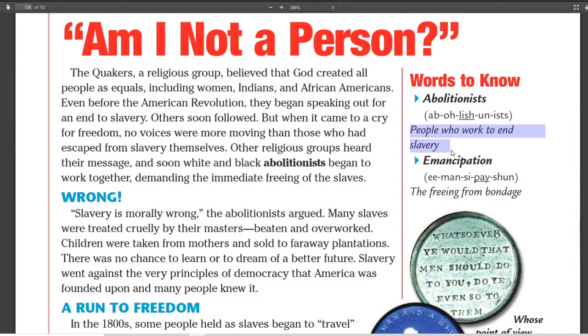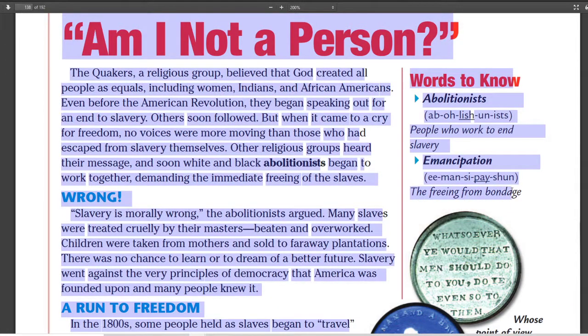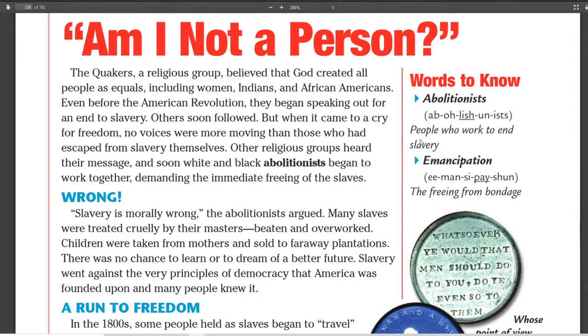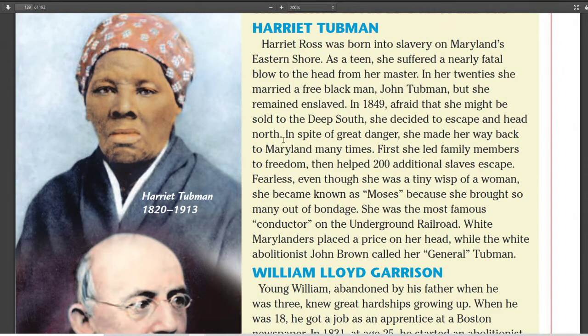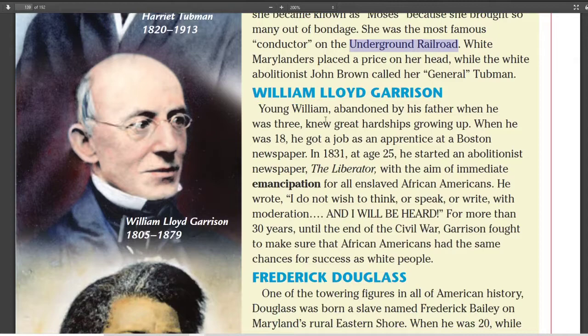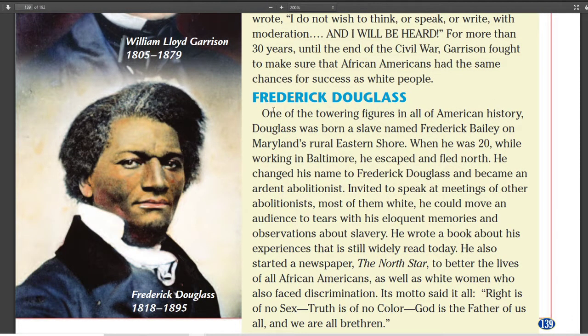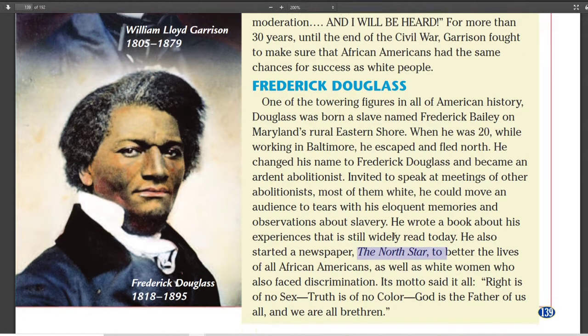Now we got abolitionist, people who worked on slavery, emancipation, the freeing from bondage. So abolitionists are the people that want to free people from slavery, and emancipation is the act of freeing from slavery. And then we get to our people again. Harriet Tubman, she was known for the Underground Railroad. William Lloyd Garrison was another abolitionist, and he created a newspaper called The Liberator. And then we have Frederick Douglass, who was an escaped slave, and he wrote for the North Star.